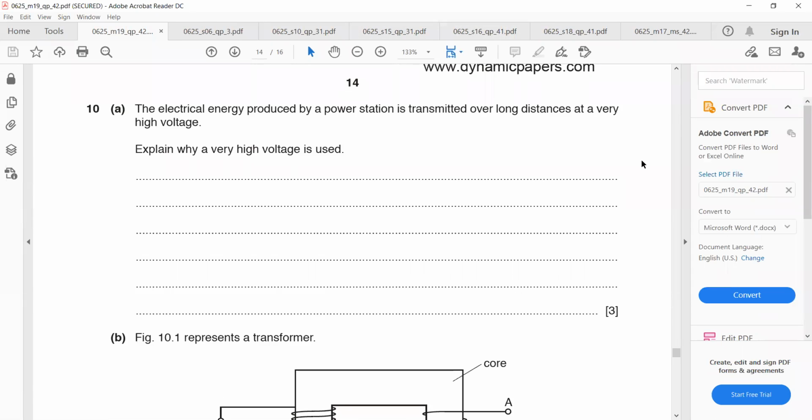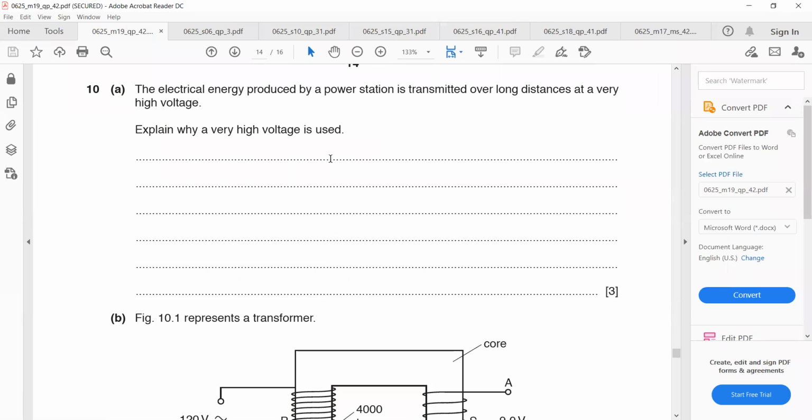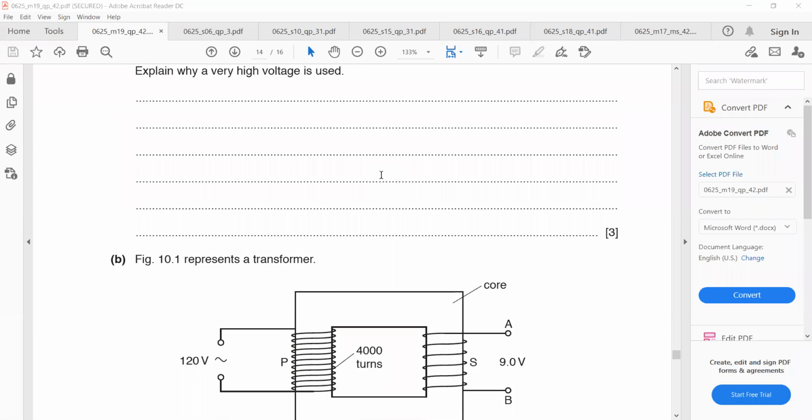Another question, electrical energy produced by a power station is transmitted over a long distance at a very high voltage. Why is a high voltage used? What's the reason? It's the same answer, because increasing the voltage reduces the current, reduces the power loss or heat loss or energy loss, reduces the power loss in the form of heat, and low current. The high transmission wires are also thin, so they are not able to carry too high currents. The same answer, I'm not typing it again.